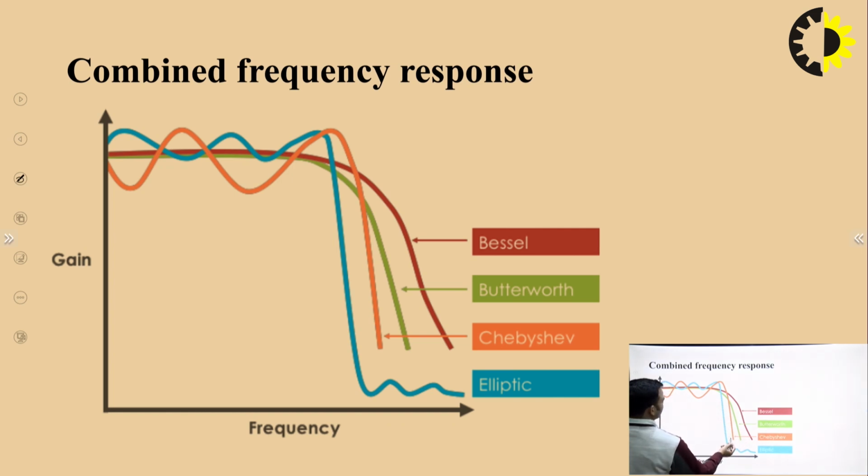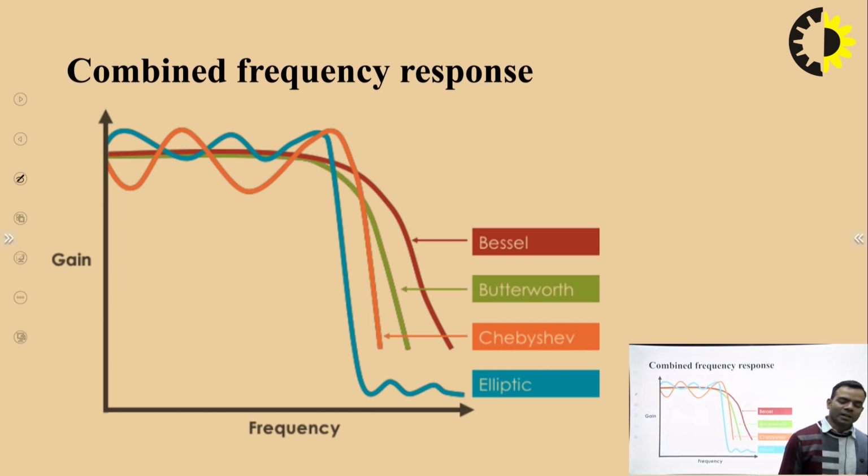And in case of Chebyshev, roll off is more, but it will introduce ripples in the passband. And the elliptic filter will have more roll off, but the elliptic filter will introduce ripples in both the passband as well as the stopband. So it depends on the application which type of filter you want to choose.